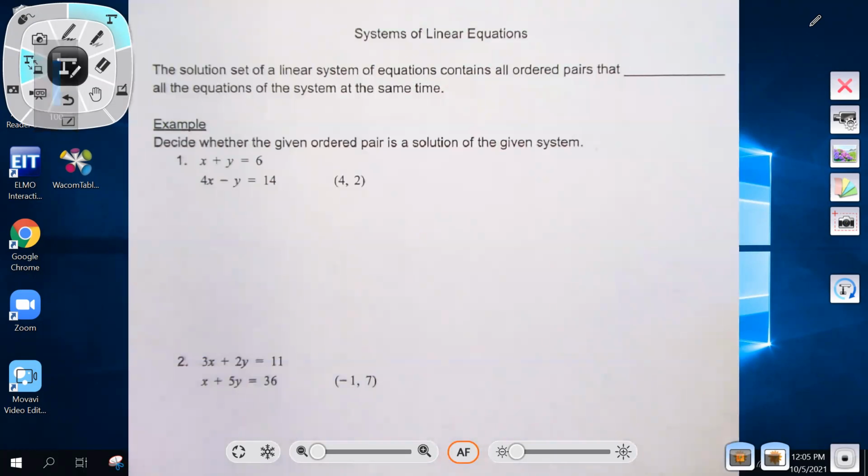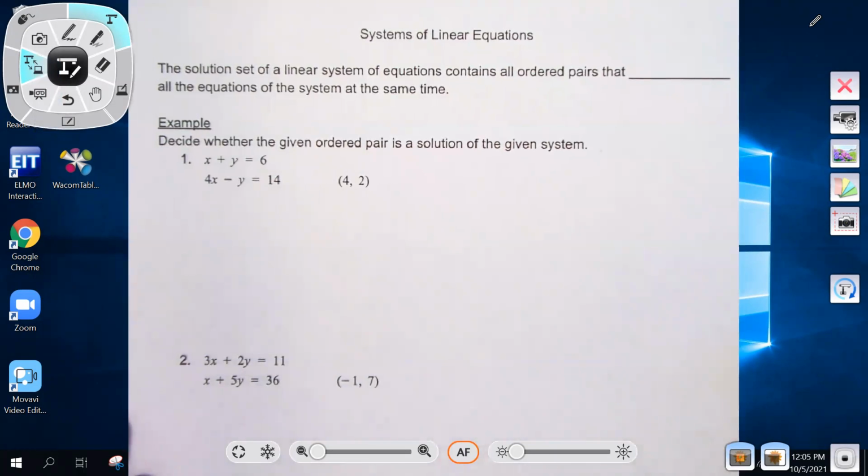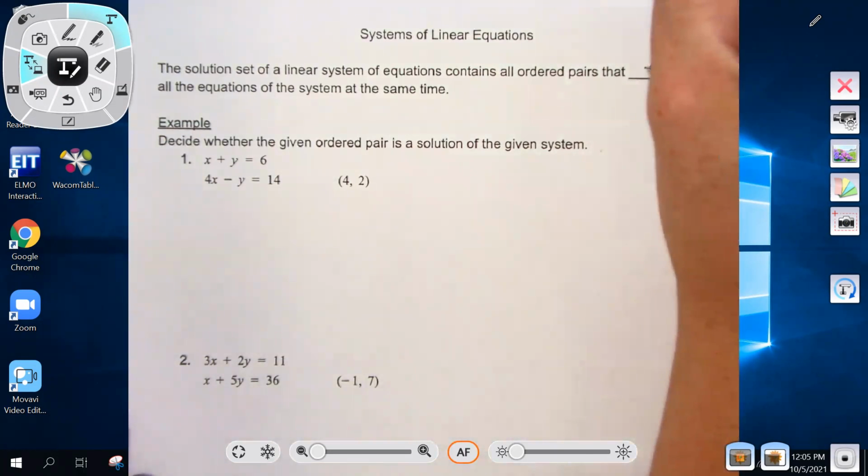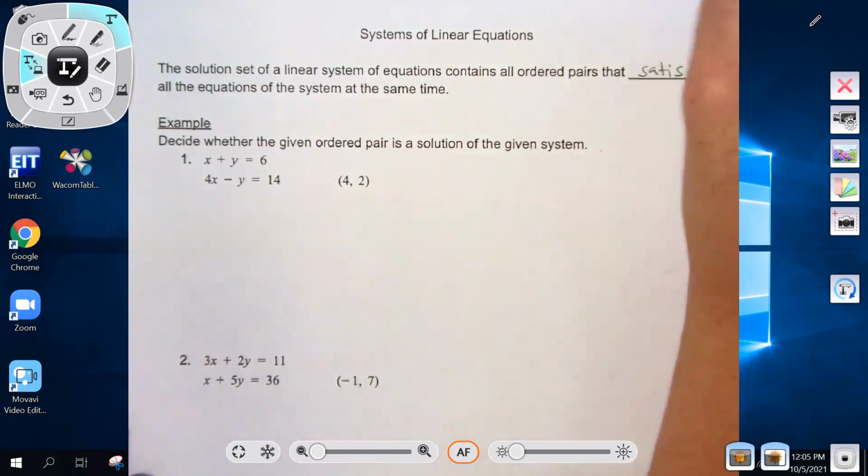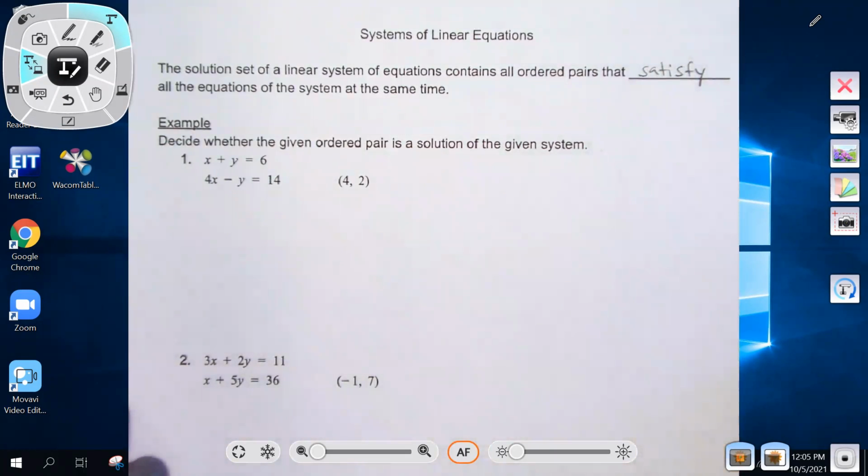Okay. So the solution set of a linear system of equations contains all ordered pairs that satisfy all the equations of the system at the same time.